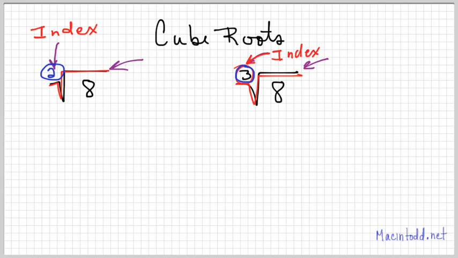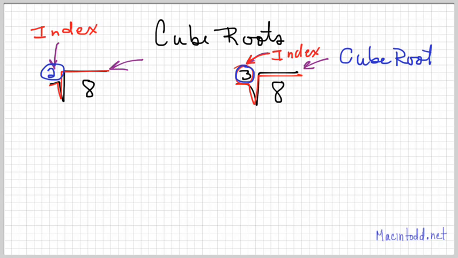And we don't usually write the index when it's a 2, and that's why the symbol is called the square root very frequently. But it's really the radical symbol with an index. On the left side here, this is a square root. On the right hand side, this is a cube root. So we have to pay attention to that.